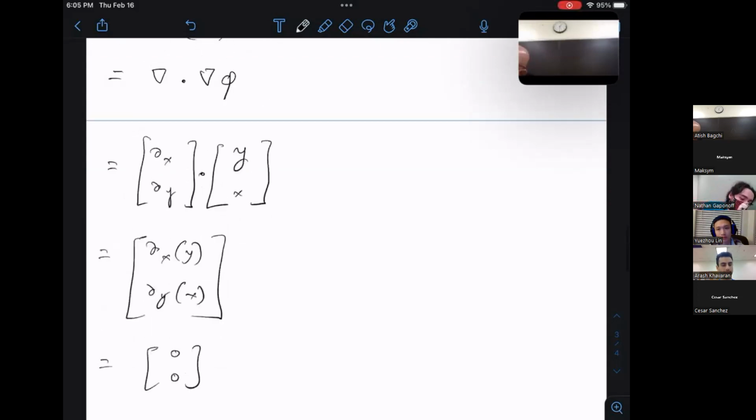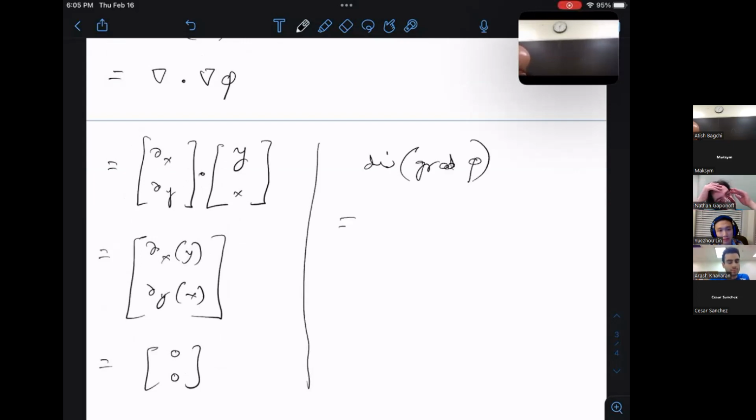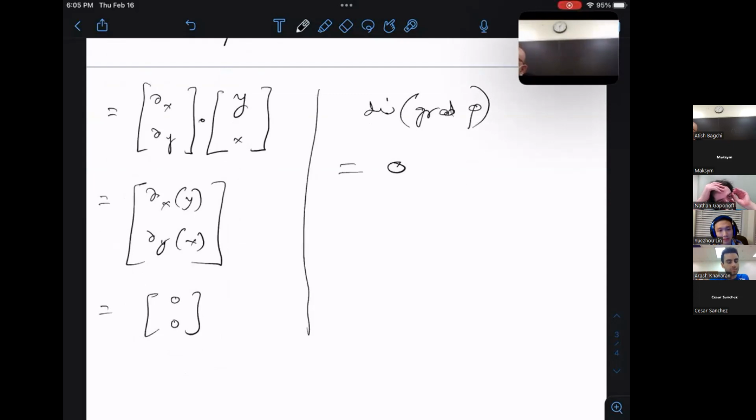This is a general theorem: the divergence of the gradient of something is always equal to 0. Always. This is called a conservative field. A conservative field has no sources. A conservative field is one in which if you take some object from one point to another, the work is independent of the path. This is something that, who are taking electricity and magnetism?